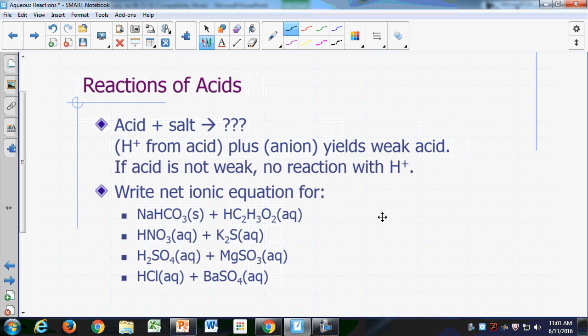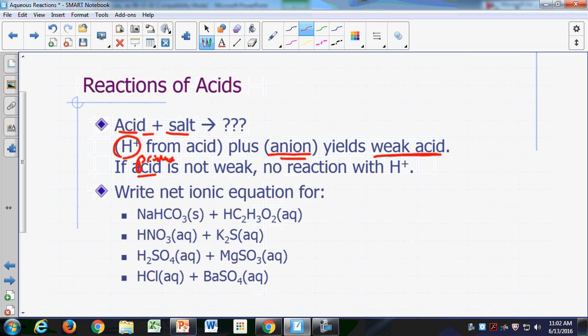Let's talk now about what happens if you react an acid with a salt. Generally, the H plus from the acid will combine with the anion, the negative ion from the salt, to give you another acid. There's going to be a significant reaction only if the resulting product acid is a weak acid. If the product acid is not weak, then there's essentially no reaction with the H plus.